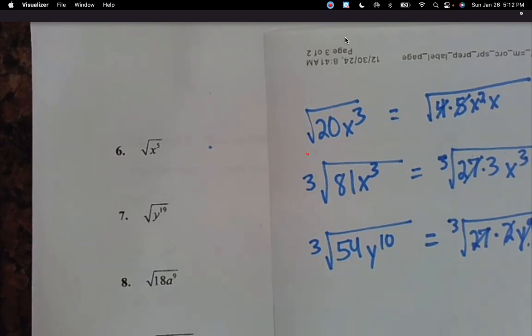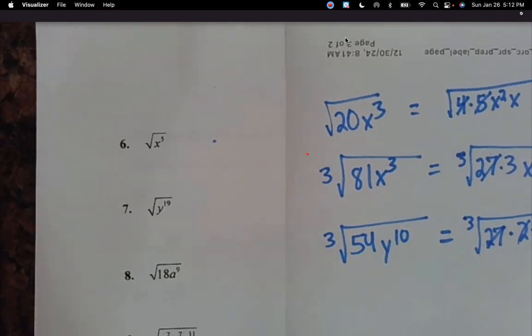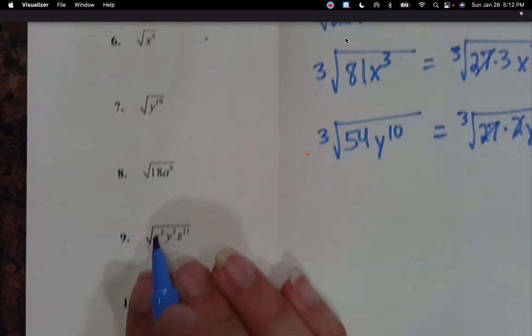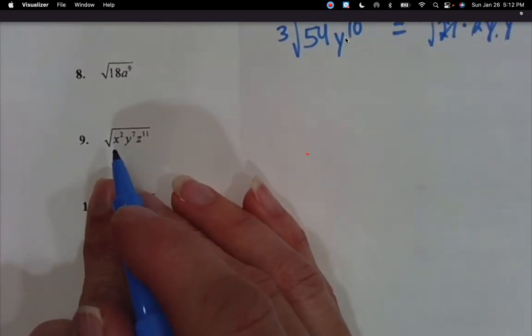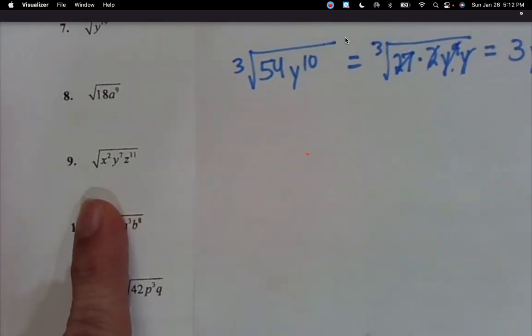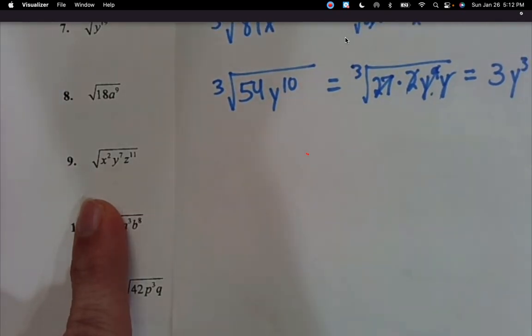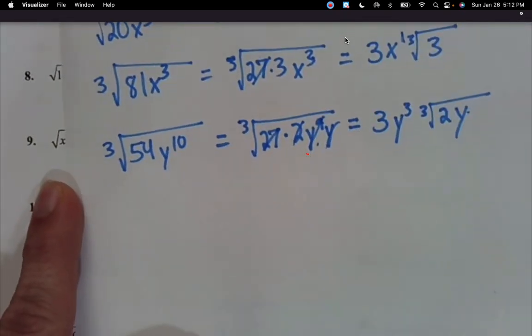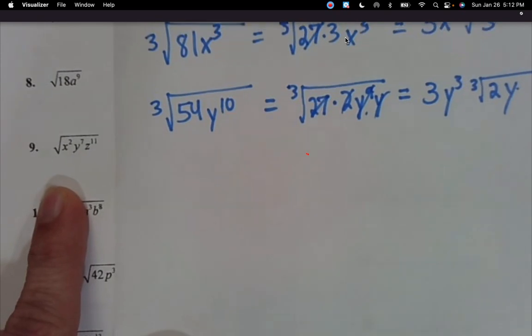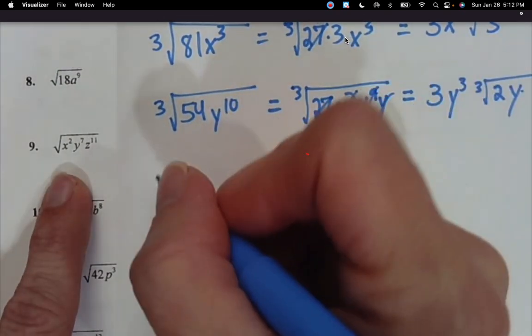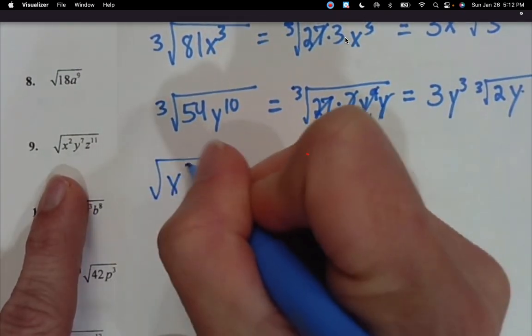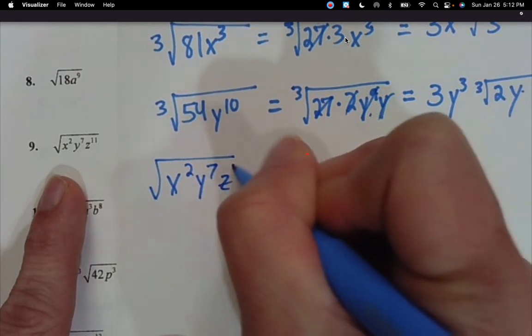Let's look at, I'll do number 9. I'm sure that one looks kind of scary. Okay, so this is a square root. Oh, there it is. This is a square root. So what I'm going to do is, I hope all these have been under the paper the whole time. So I'm going to write it down. Let's see. X squared, y to the 7th, z to the 11th.